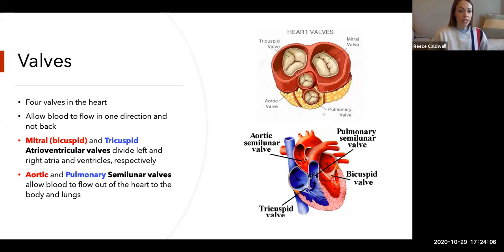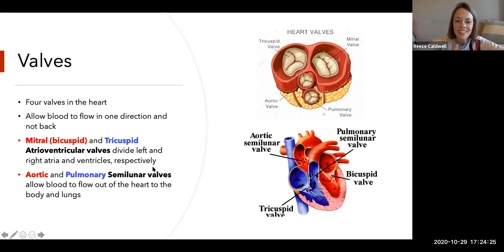The atrioventricular valves are going to be these 2 valves right here, 1, 2, and it makes sense that they're the atrioventricular valves because they are dividing the atrium and the ventricles. So that makes sense because, you know, it's in the word.